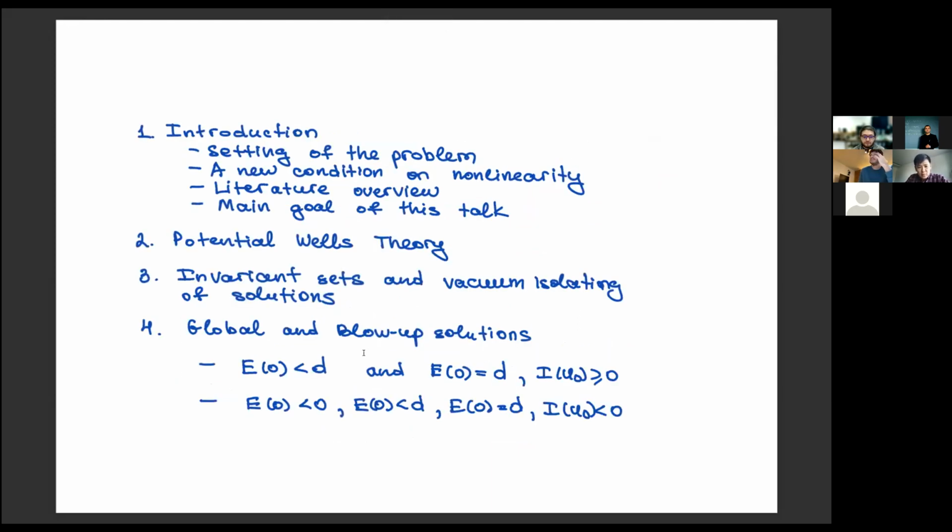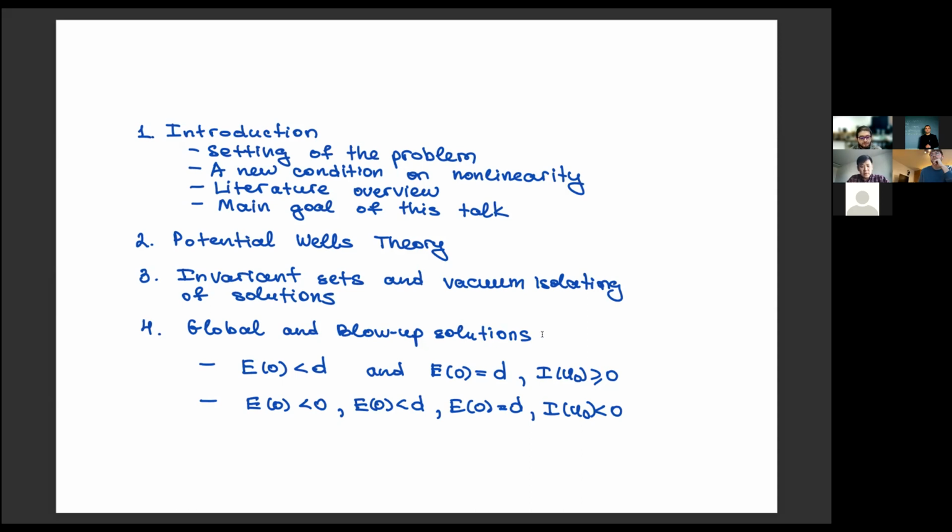The content of this talk: first is the introduction, where I will set the problem, discuss this new condition on the nonlinearity, give a very brief literature overview, and state the main goal of this work. Second, I will introduce the potential wells theory, or method, by giving a simple example and some other properties. Then, by using this potential wells method, we can obtain invariant sets and vacuum isolating of solutions. Then we can prove global and blow-up solutions to the semilinear wave equation.